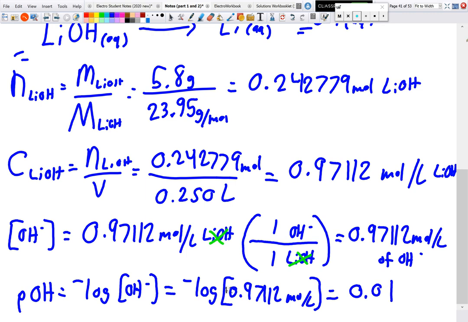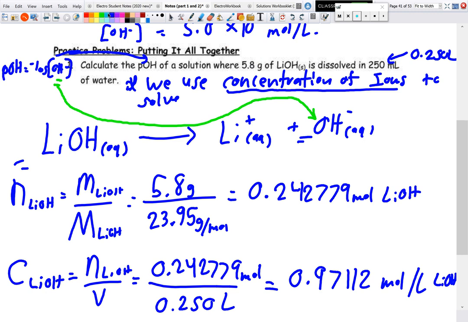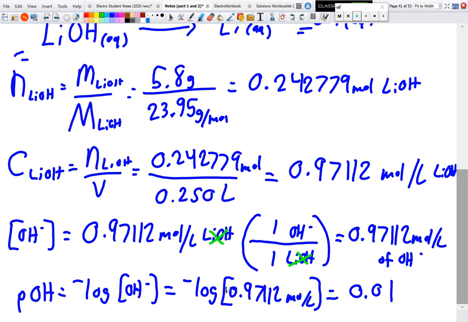0.01. The reason I'm keeping it at 0.01 and not all the other digits is because we have 2 significant digits up here from our 5.8 grams and 3 significant digits from 250 milliliters, but we keep 2 significant digits right here. And that is it.